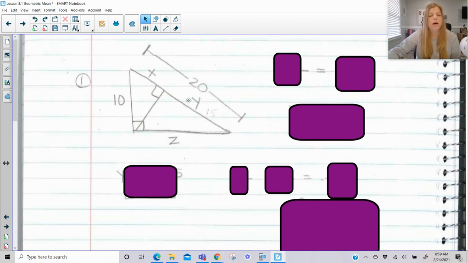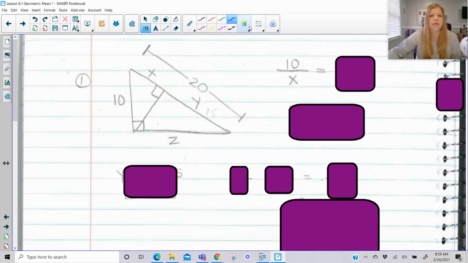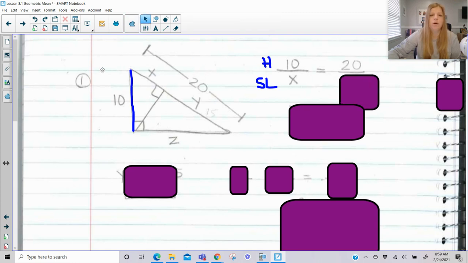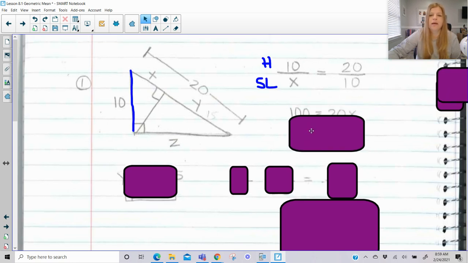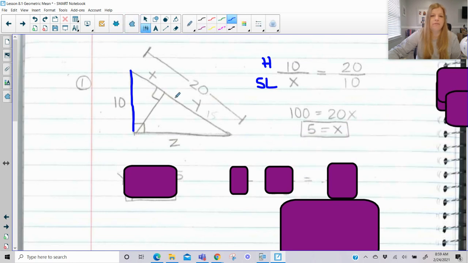And so, I could solve for any of these variables. It would not matter. But let's say I did set up this ratio and I said, okay, I'm going to work with a hypotenuse over the short leg, because I noticed this 10 is the hypotenuse of the small triangle, and it's also the short leg of the big triangle. So if I do 10 over x, hypotenuse over short leg, I can now look at the big triangle and say, okay, the big hypotenuse is 20 over the short leg of 10, and notice the 10s are diagonal. Cross multiply, and we end up getting x equals 5.